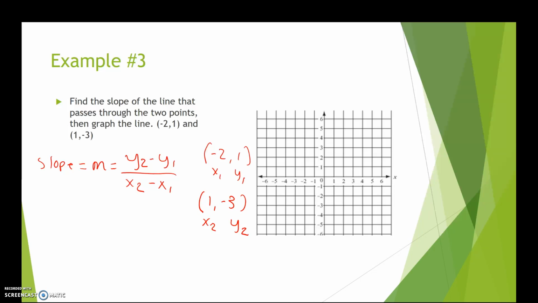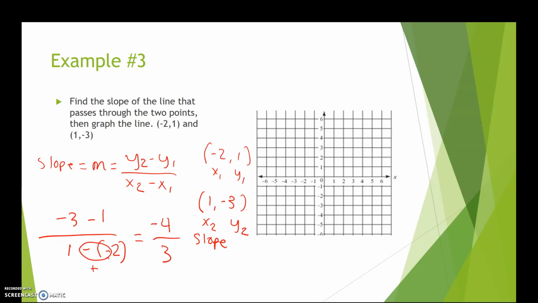Now I'll solve using the formula. So my y2 is negative 3 minus my y1, which is 1, over my x2, which is 1, minus, now that's negative 2, so that's a double negative there, minus a negative 2. Negative 3 minus 1 is going to give me negative 4, over 1, we think of this as plus 2, which is going to give me 3. So negative 4 over 3 is going to be my slope.